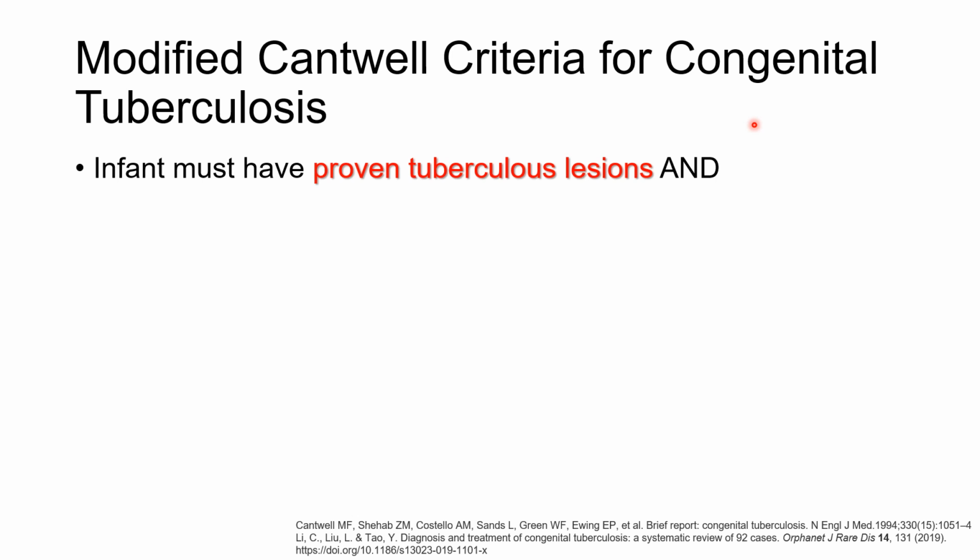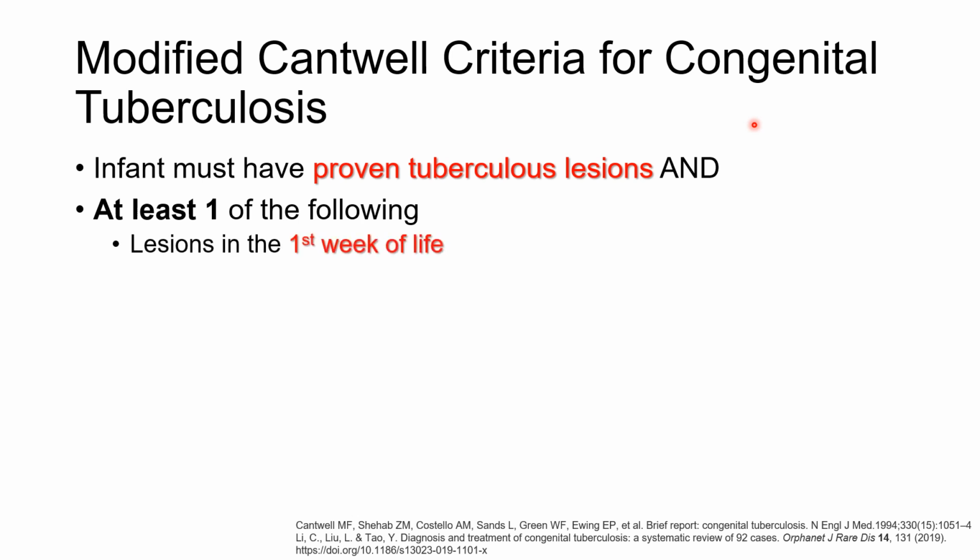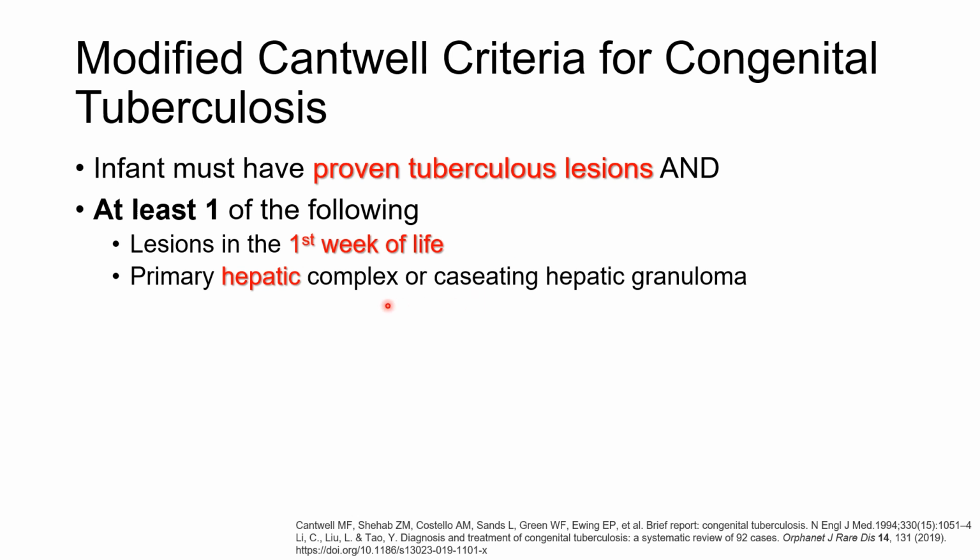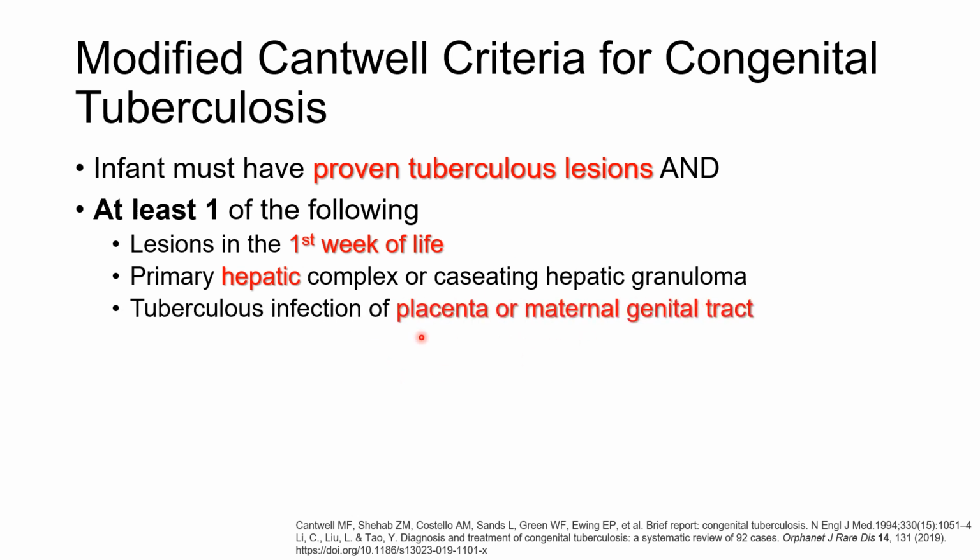And this, along with this, one of the following must be there. What? Lesions in the first week of life. Next is primary hepatic complex or caseating hepatic granuloma. Next is tuberculous infection of the placenta or maternal genital tract.